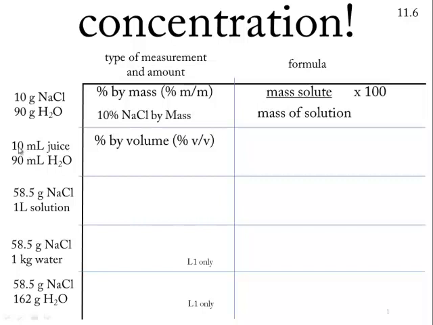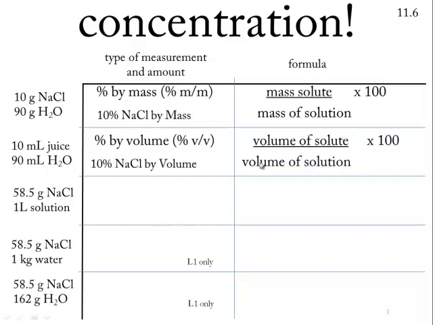Here we have 10 mL of juice and 90 mL of water. That's percent by volume, since we have volumetric measurements in both cases. Once again, it's 10%, and don't forget that it's the volume of solution on the bottom, not the volume of the solvent. So 90 plus 10 on the bottom, making it 10 divided by 100 times 100, which gives you a 10% solution.